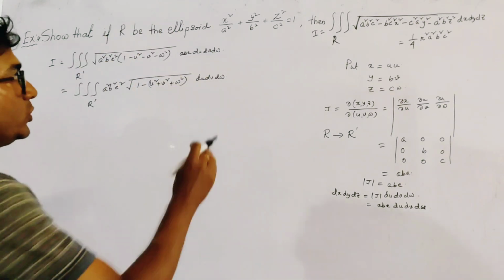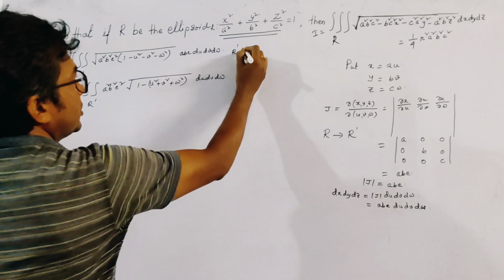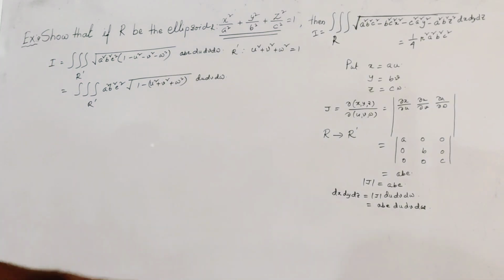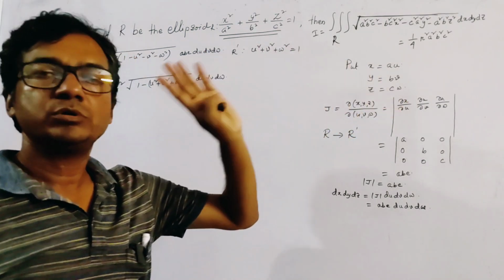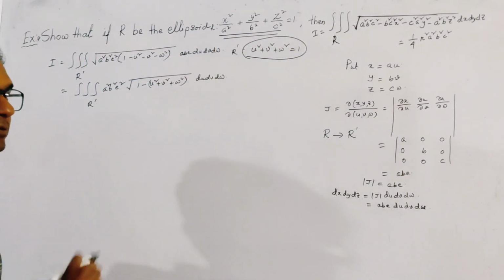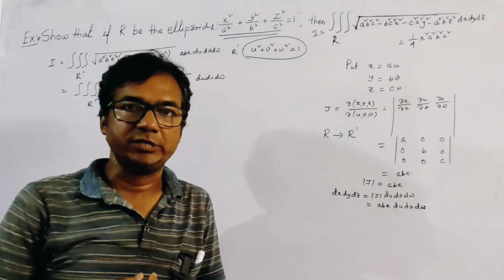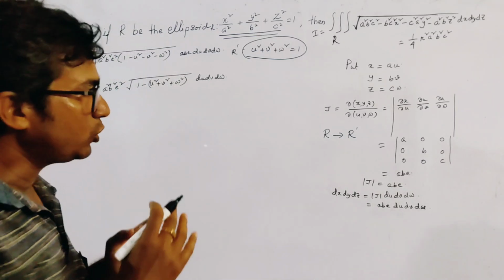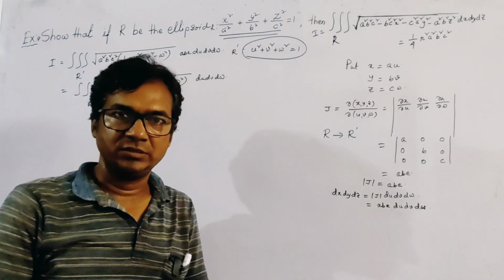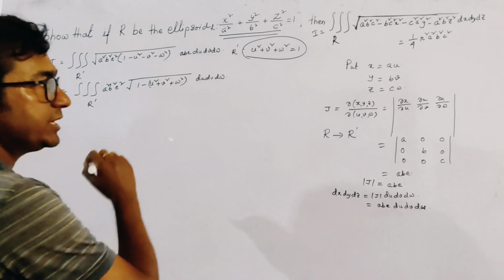We see that R is the given ellipsoid, and R dash becomes u square plus v square plus w square equal to 1, when we put x equal to au, y equal to bv, and z equal to cw. Now this is a sphere of radius 1. So we again apply the spherical coordinate transformation. We already discussed the spherical coordinate transformation in the previous class, and the link of that class is given in our description box.